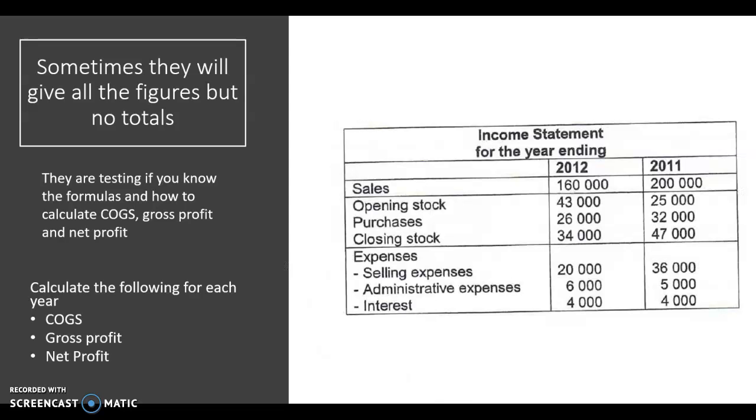A third way that they could do is they could just give you all the figures in a really condensed form. No totals, no guide as to what you need to do with them. So really what they're doing here is they're testing if you know the formulas about how to calculate COGS, what gross profit is, and what net profit is as well.